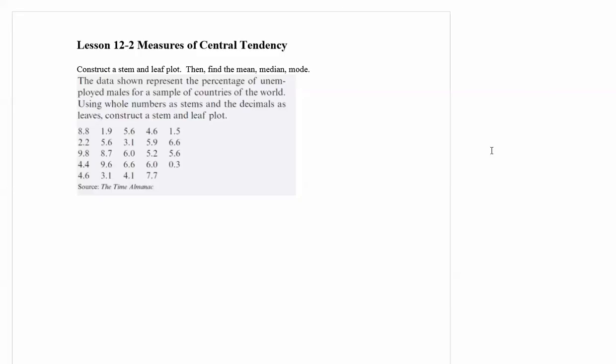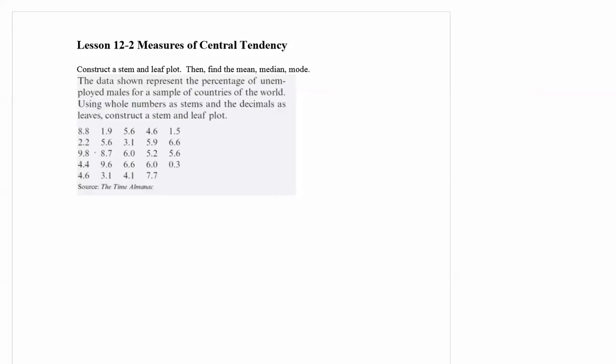In this video, we will see how to construct a stem and leaf plot and then use the plot to find the mean, median, and mode. The data shown below represent the percentage of unemployed males for a sample of countries of the world. Using whole numbers as the stem and decimals as leaves, construct a stem and leaf plot.